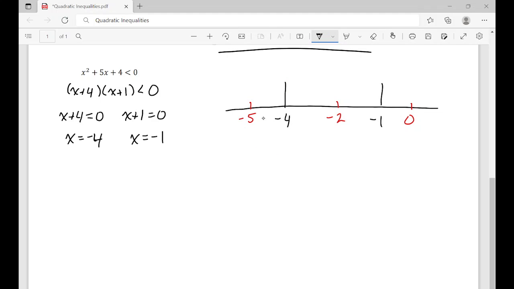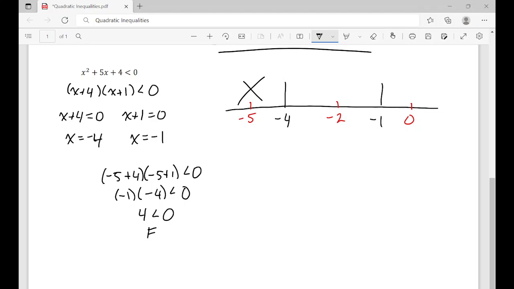So just like we did before, we're going to take each test point and plug it back into the inequality. I can do the original one I started off with, or I can do the factored form that I got. Either one will work, but I'm going to do the factored form because I think it's just easier. So (negative 5 plus 4)(negative 5 plus 1) less than 0. So I'm going to get negative 1, negative 4, and then multiply those together, I get positive 4. So is 4 less than 0? No, it's not. So big ol' X in that entire area.